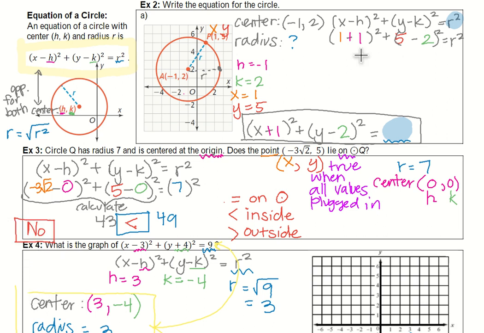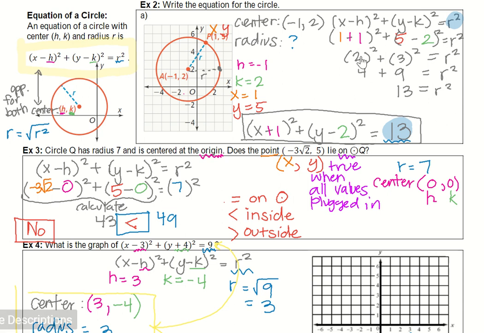So 1 plus 1 is 2. So 2 squared will give us 4. And then 5 minus 2 is 3. And so 3 squared is going to give us 9. So r squared is equal to 13. So r squared is exactly what's in the equation.